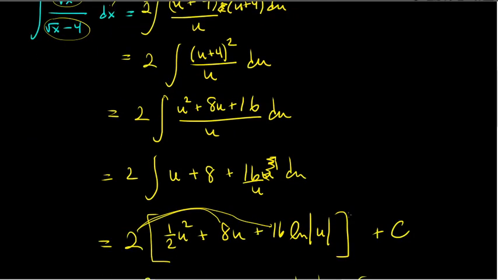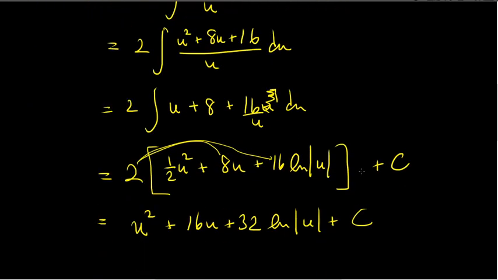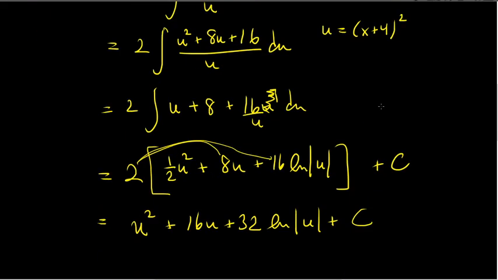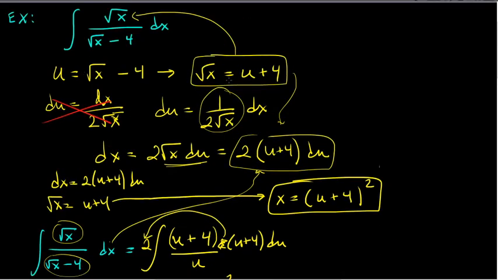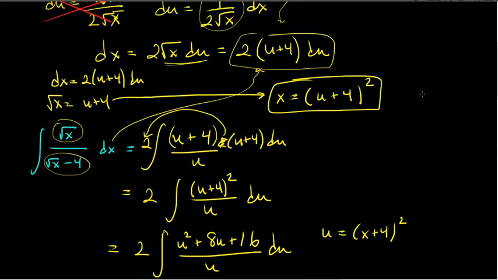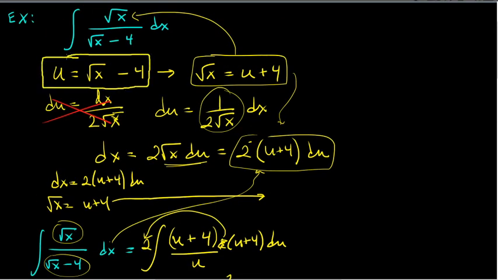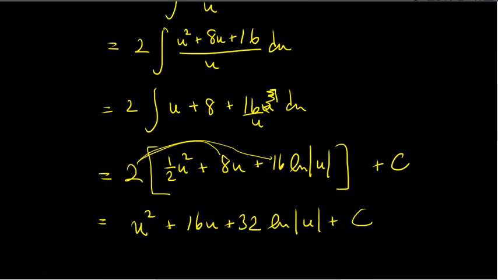Oh, I'm off screen again. All right, so I'll write it down up here. So u was x plus 4 squared? Is that right? Oh, no, u was the square root of x minus 4. Big never mind there, I got it backwards. Yep, x is u plus 4 squared, but u, way up here, is the square root of x minus 4. Sorry about that. Square root of x, and then minus 4.